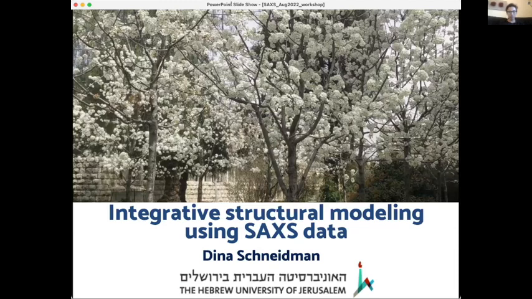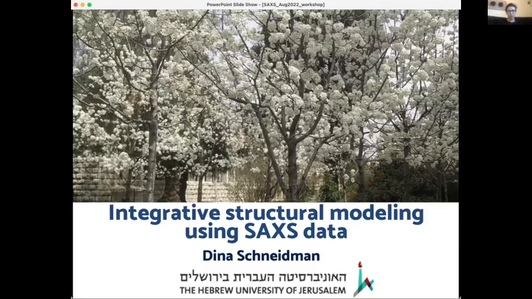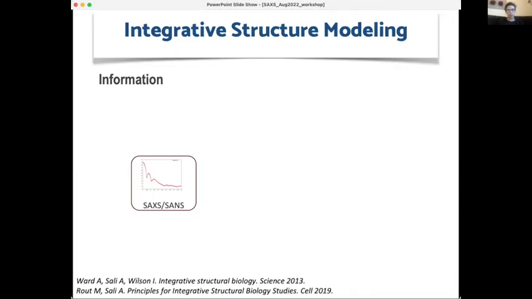This is where I am now, in the Hebrew University. And we will talk today about modeling using SAXS data in the context of integrative structure modeling. So what is integrative structure modeling?